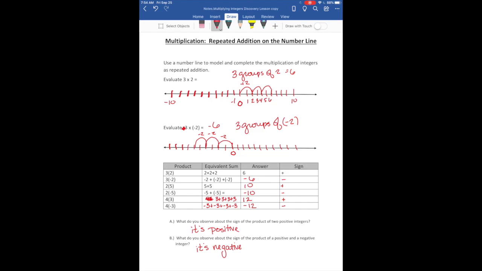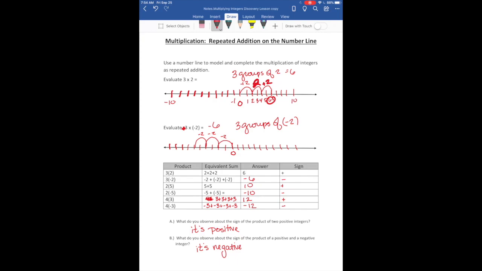So 3 times 2 is really saying 3 groups of 2, right? So then I draw 3 groups of 2 on the number line. 2, 2, and 2. And that gives me positive 6. Well, then the next one says 3 times negative 2, which means 3 groups of negative 2. So if that's the case, I move 2 to the left, 2 to the left, and 2 to the left, which then leads me to get negative 6.